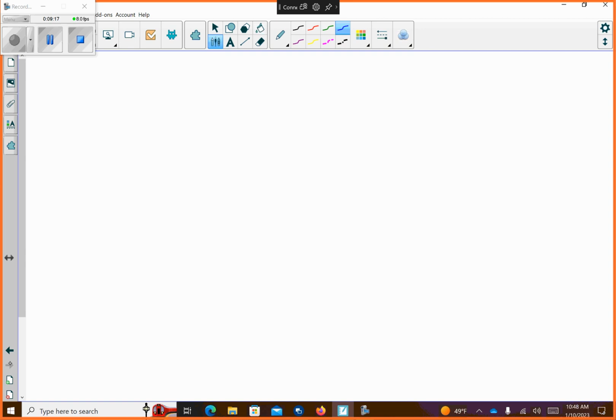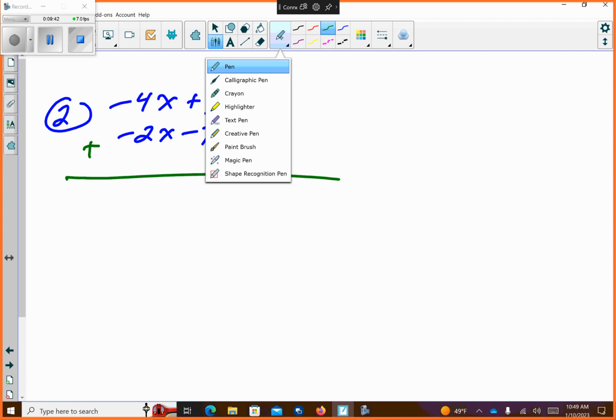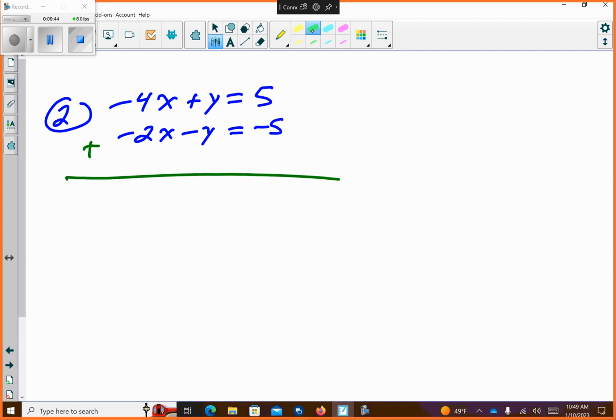Let's try number 2, see how we did. So this is how I would probably try and do it. So elimination is going to work nicely. Agreed? Why would it work nicely? What's going to go away if I add these together? Anybody? The y. That goes away.